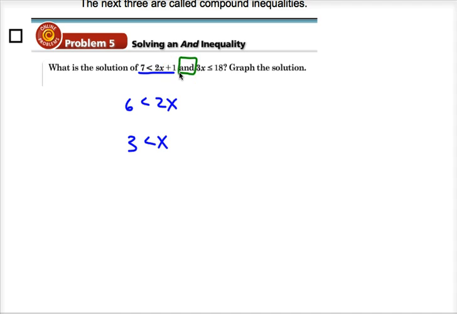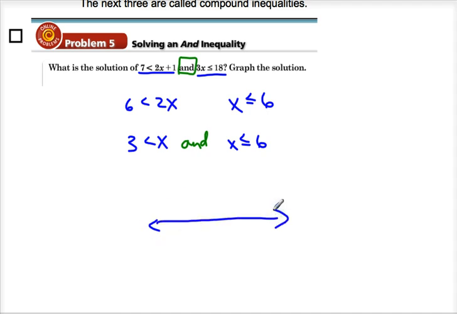And this one has an and. Include that in your answer. If it says or, put or in your answer. If it says and, put and in your answer. So I got an and. Now I'm going to go ahead and solve the other inequality by dividing the 3 over, and I get x is less than or equal to 6. So the number I want is greater than 3, and it's less than or equal to 6.